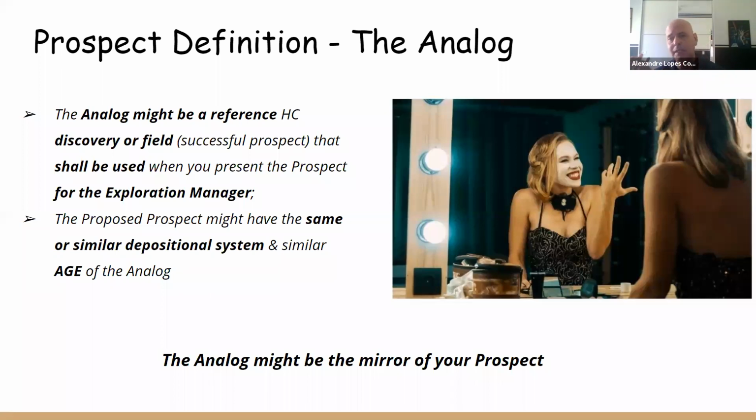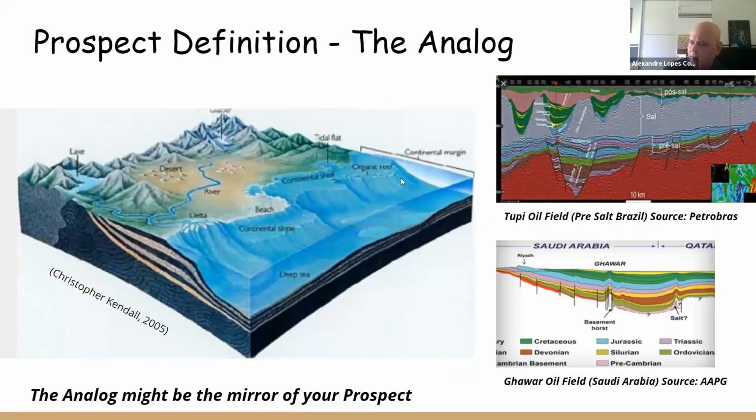The analog might have the same depositional system or similar and the same age as your prospect, in order to make a correlation, in order to defend your prospect, because the managers and the board of directors might know which kind of oil fields or opportunity they are facing, okay? This is the analog, the depositional system, where your depositional system is related. And so there is an example of important analogs.